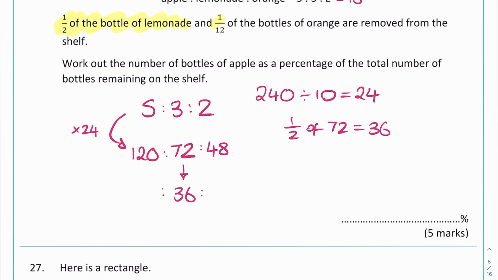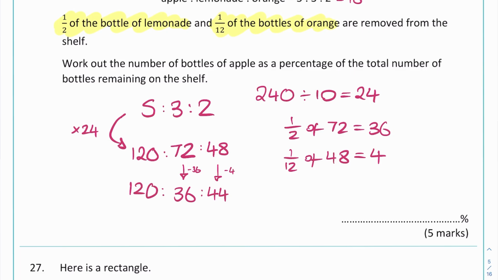And then it also says 1/12 of the bottles of orange are going to be removed. So 1/12 of, and the orange is the 48 bottles there, so 1/12 of 48. 48 divided by 12 is 4. So if we remove 4 of those bottles, that would be 44. And again, I'll put here, we're minus 4 there, we're minus 36 here, and all the other bottles there are staying on the shelf.